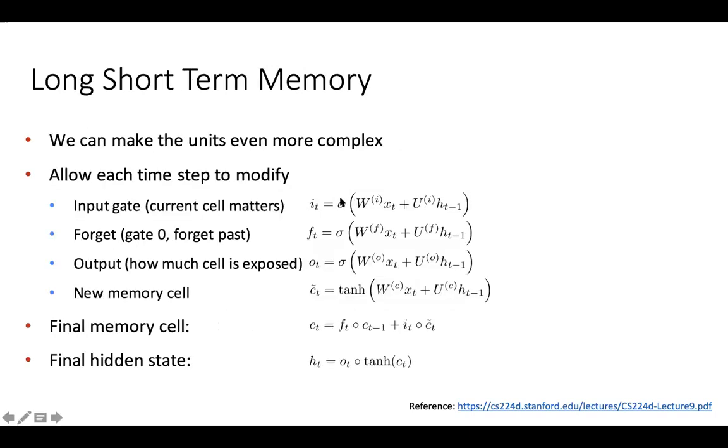In the same manner, using three different weight matrices, W_i, W_f, W_o and U_i, U_f, U_o, you calculate i_t, the input gate, f_t, the forget gate, and o_t, the output gate. And they are all obviously using the sigmoid function, because they are gates, so they need to control the flow of information. And there's something called memory.